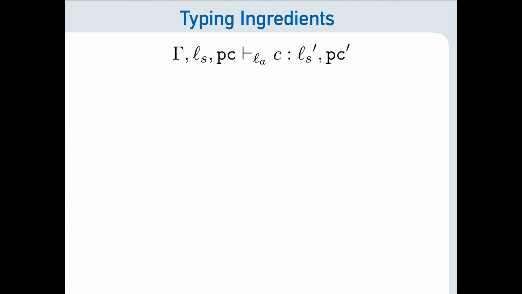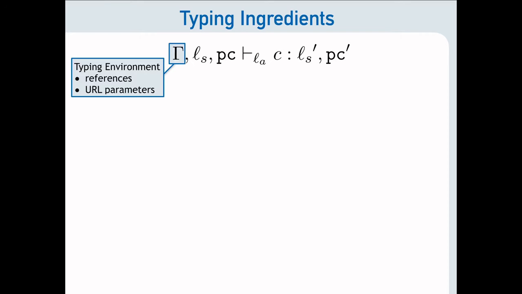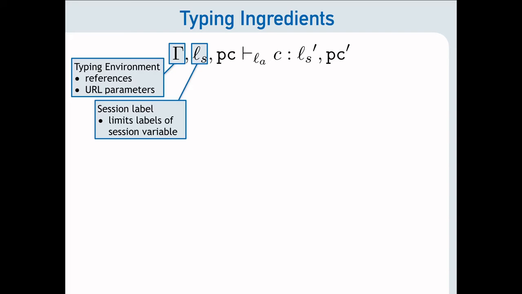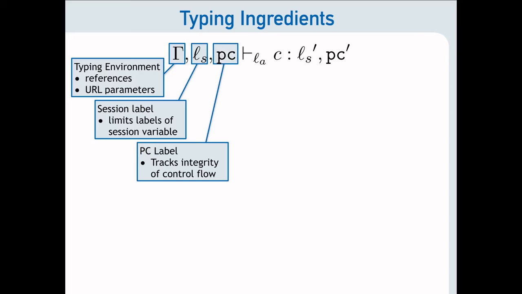Next, I want to give you an overview of the ingredients that we use for typing. You can see here a typing judgment that we use for server-side code. We have a typing environment gamma that gives types to references and URL parameters. We have a session label that limits the labels of session variables. So, for example, if an attacker can learn the session cookie, then it does not make sense to store secrets inside this session. We have a PC label that tracks the integrity of the control flow.